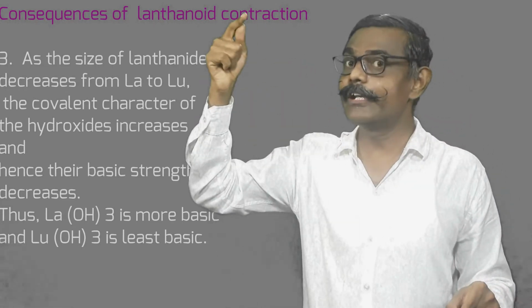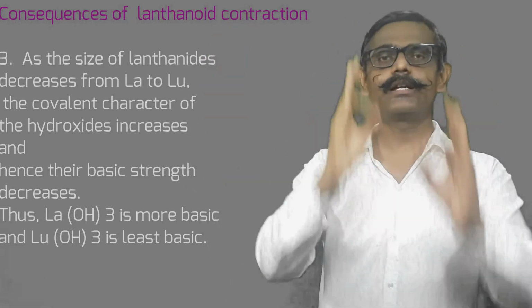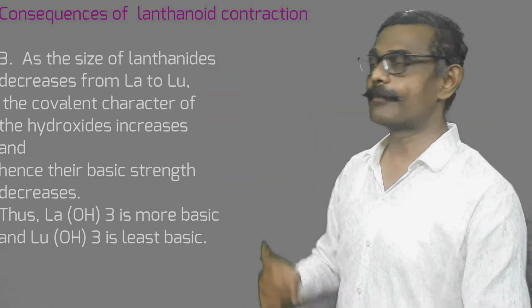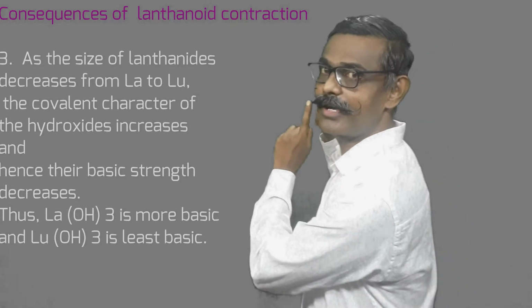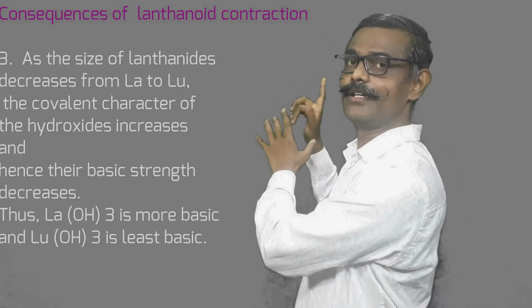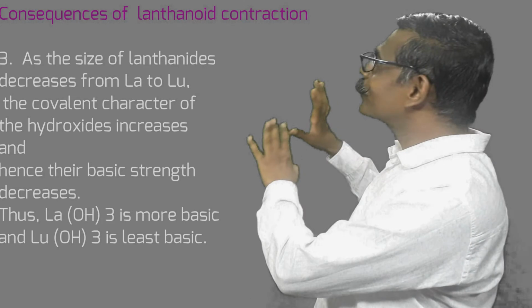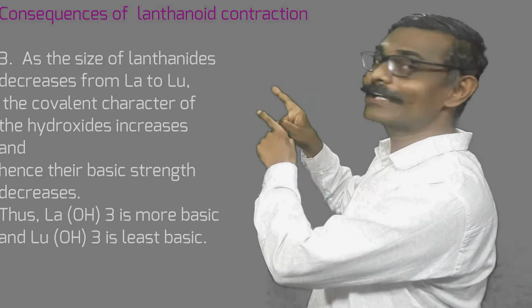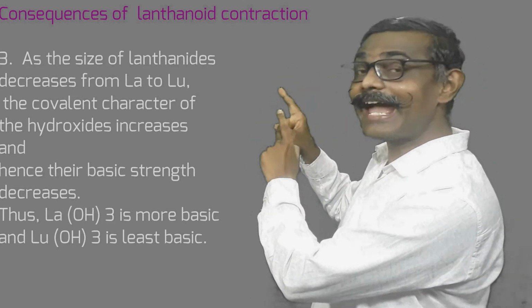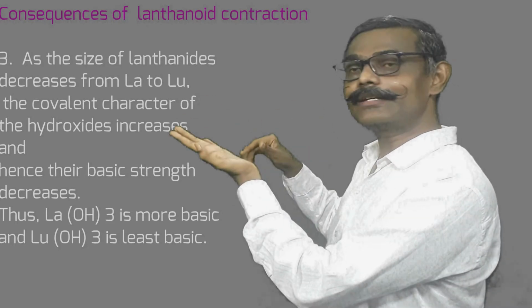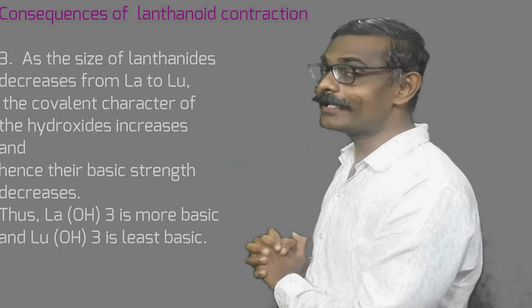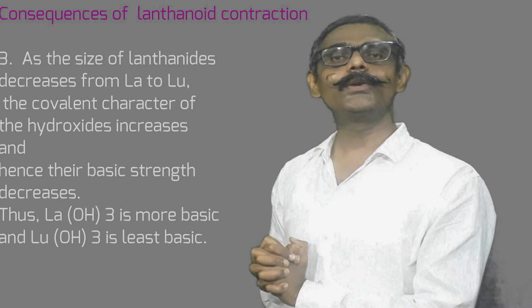So basicity will increase or decrease? Will decrease. So the decreasing basicity of the lanthanoids is because of lanthanoid contraction. That is the third consequence represented here. So what is the conclusion? La(OH)3, the hydroxide of lanthanum, is more basic compared to Lu(OH)3, the hydroxide of lutetium.